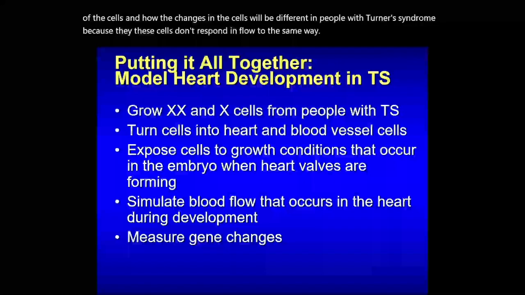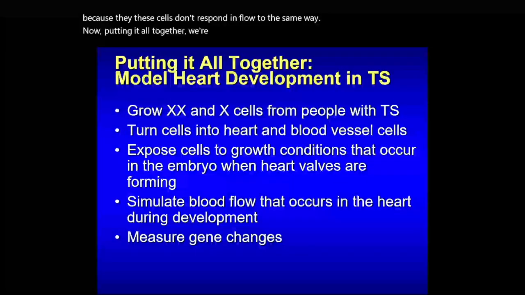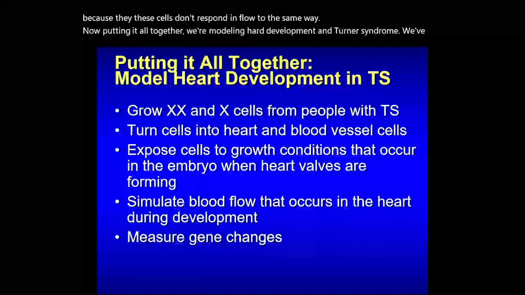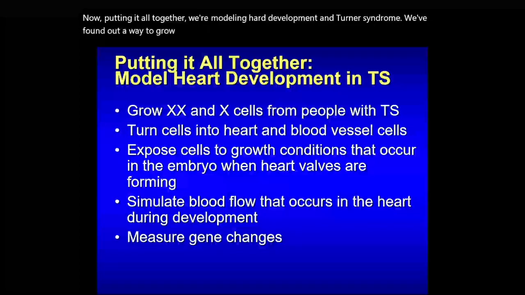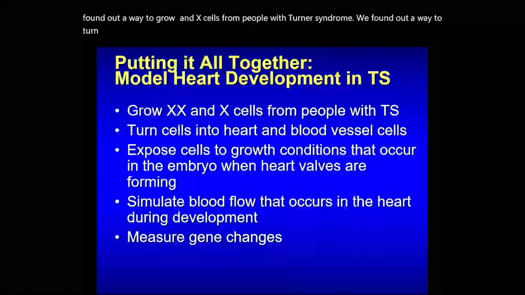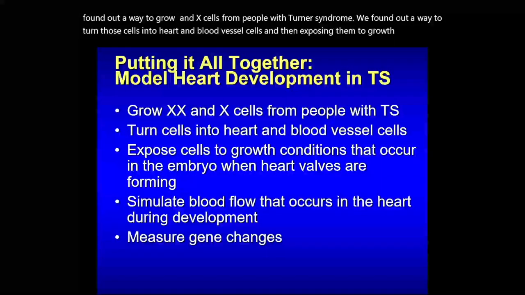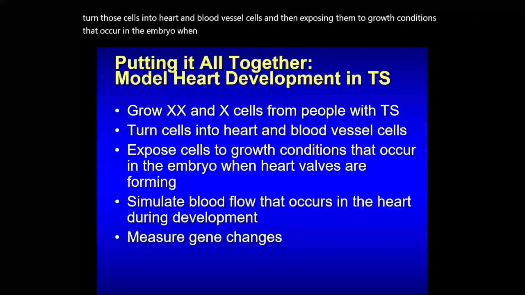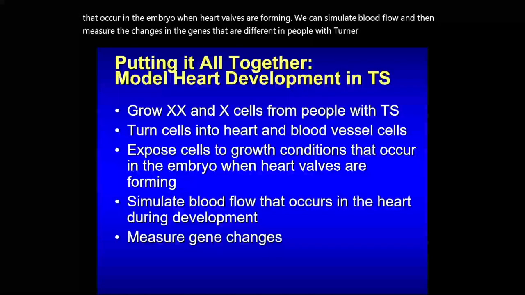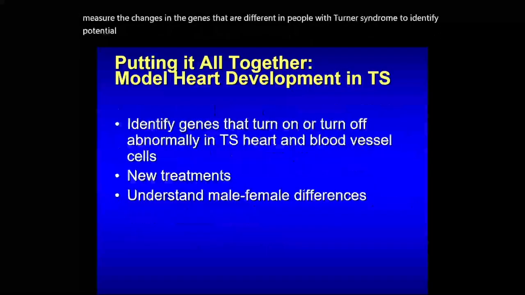Now, putting it all together, we're modeling heart development in Turner syndrome. We've found out a way to grow XX and X cells from people with Turner syndrome. We found out a way to turn those cells into heart and blood vessel cells, and then expose them to growth conditions that occur in the embryo when heart valves are forming. We can simulate blood flow and then measure the changes in the genes that are different in people with Turner syndrome to identify potential causes of these changes.